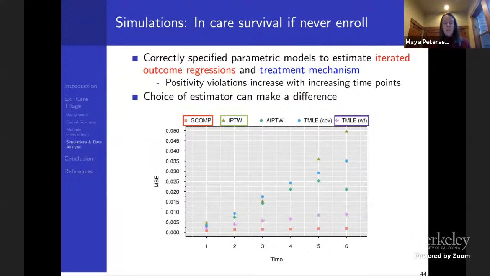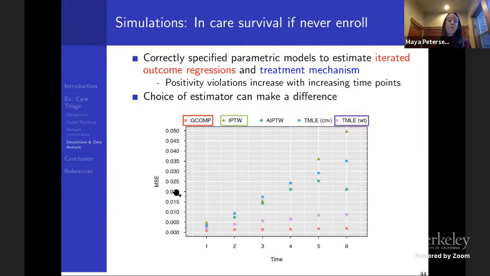So just to conclude then, I'll show a result of a simulation and then result of the data analysis. So this plot is plotting MSE on the y-axis and time on the x-axis. And the key thing about time here is as we move forward in time, we estimate the expectation of the outcome at later time points. The potential for positivity problems increases because we're taking a product of the treatment probabilities over more time points.